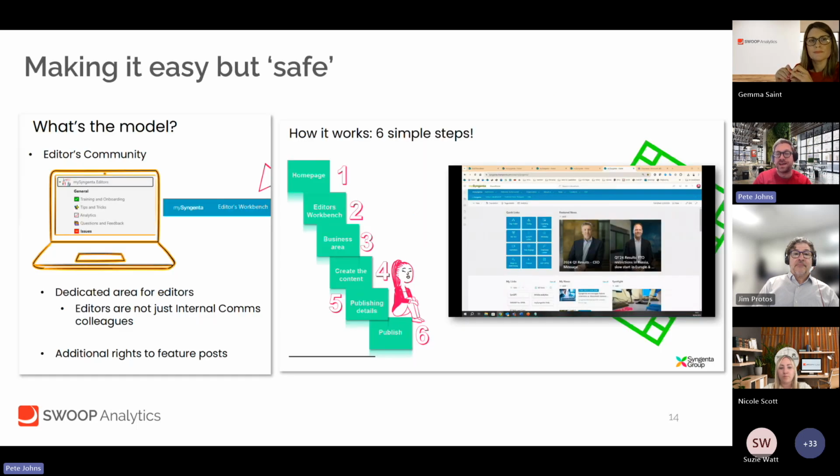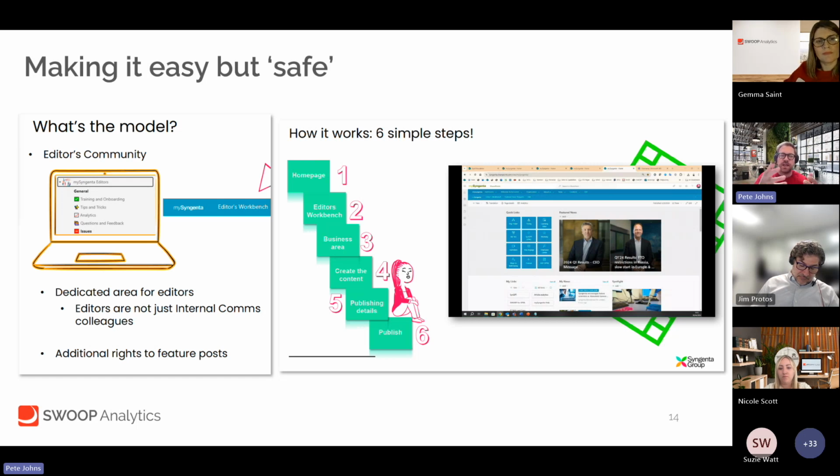In terms of making it easy but safe, that second point, I really love the example that Syngenta gave. Melinda from Syngenta gave a great talk. It's quite a different approach that they've taken. There's a lot that complements and aligns between the Syngenta example and the Danfoss example. There's a lot that contrasts as well.